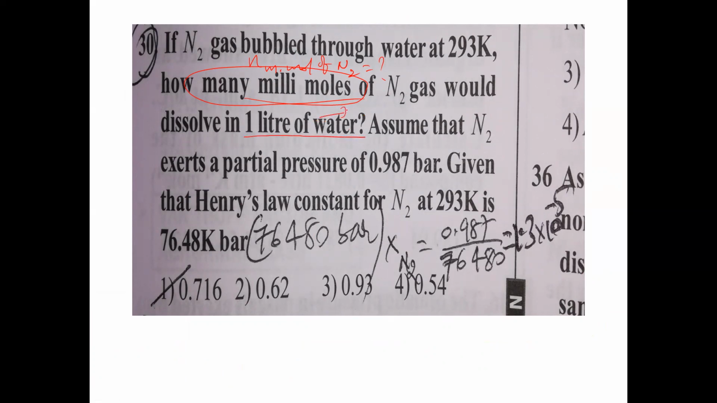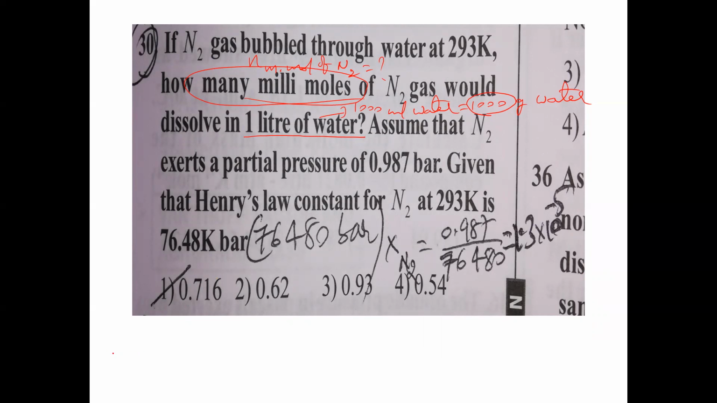1 liter of water means how many ml? 1000 ml of water. So 1000 ml of water we have taken. 1000 ml is equal to how many grams? 1000 grams of water, remember. Why? For water, what is the density? 1 gram per ml. So 1000 ml is equal to 1000 grams of water. So 1 liter of water means 1000 grams of water.